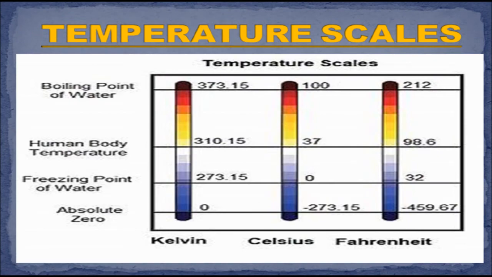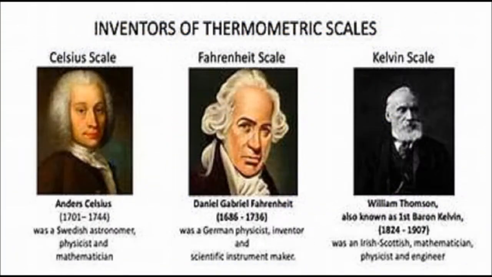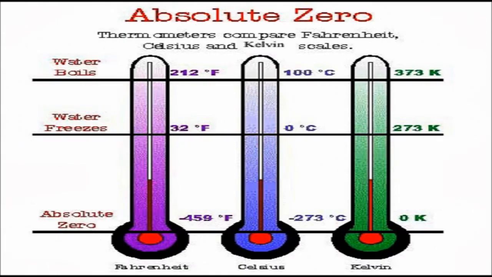Temperature scales. We use a ruler for measuring length. It has centimeter and inch scales on it to indicate length in centimeter or inch. Similarly, there are three units of temperature: degree Celsius, degree Fahrenheit, and Kelvin. Accordingly, there are three different temperature scales: Celsius scale, Fahrenheit scale, and Kelvin scale.